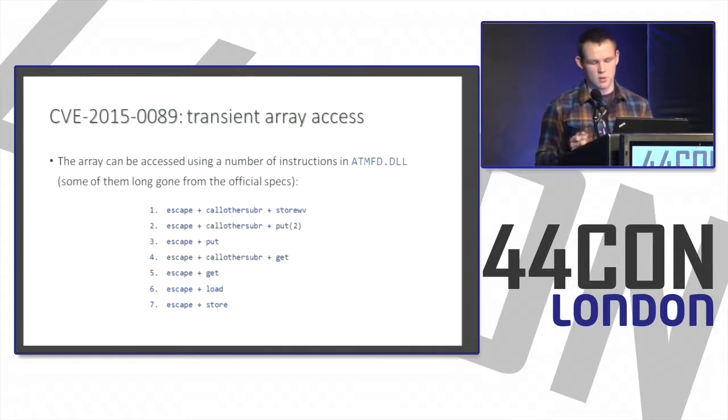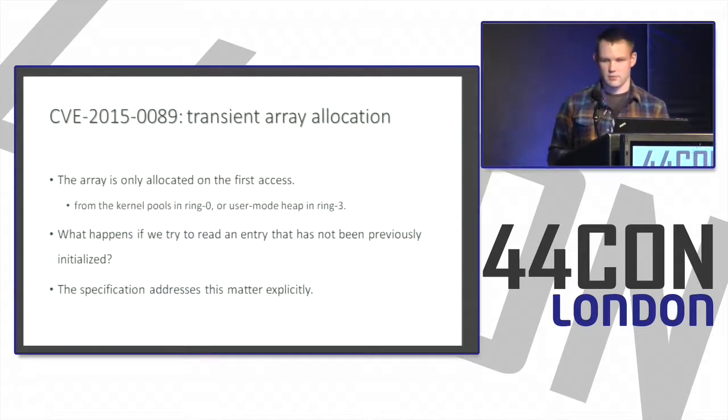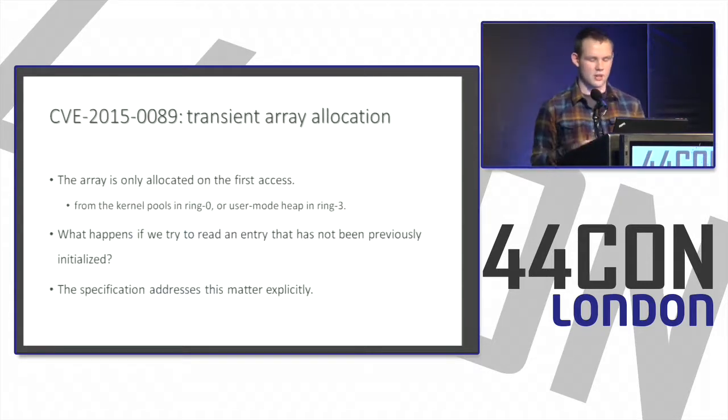The most interesting ones, which are supported everywhere, are get and put, but there are some other ones that also access the array. And if you look at the code used by Microsoft 5 months ago or something, the array would only be allocated on the first access, so it wouldn't always be allocated, only when the interpreter would encounter an instruction operating on the transient array for the first time.